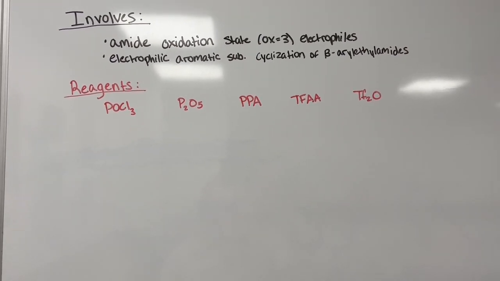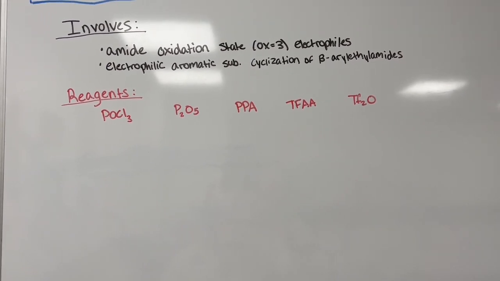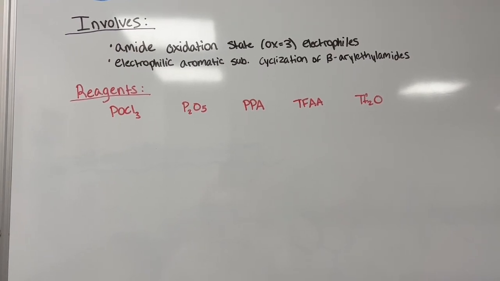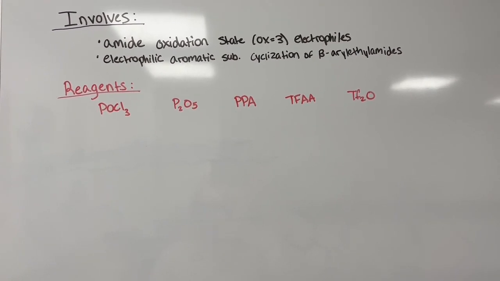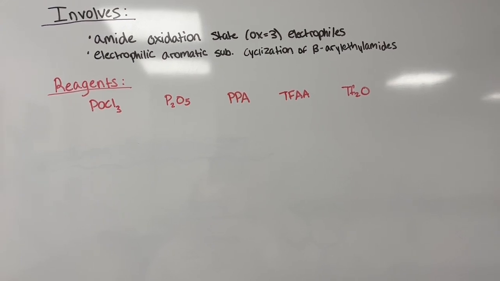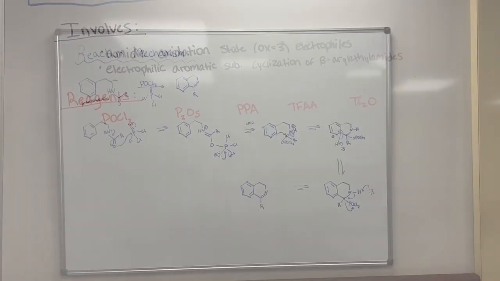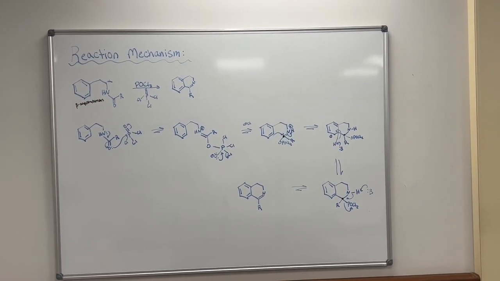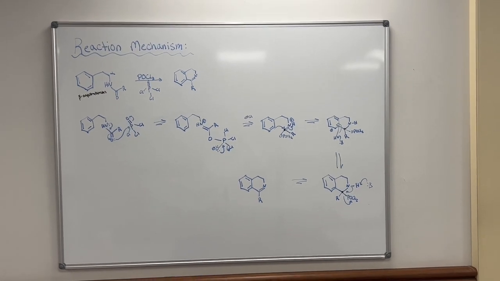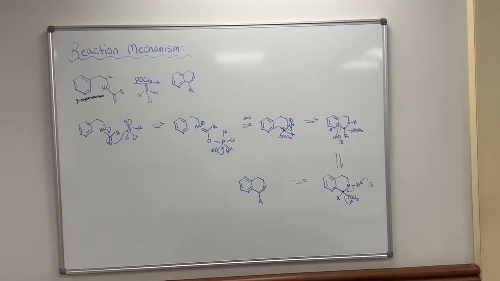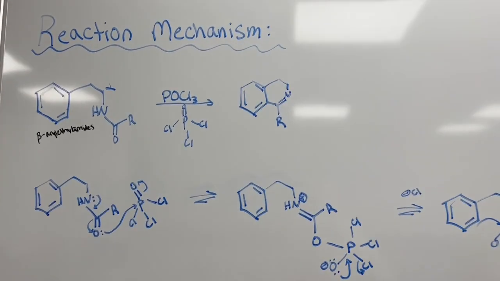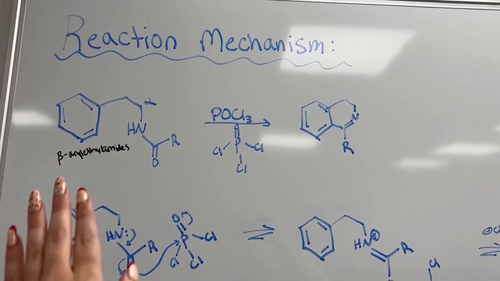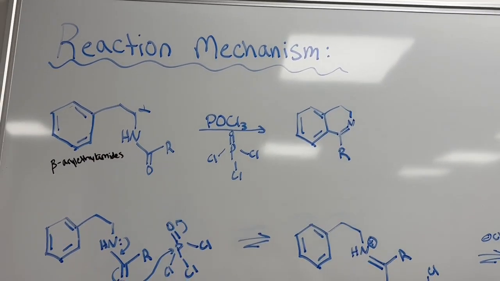These are the most common ones that you will most likely see related to this reaction, which are POCl3, P2O5, PPA, TFAA, and Tf2O. Here is a zoomed out version of the reaction mechanism that we are going to go over for the Bischler-Napieralski reaction. So if we come in here, this is obviously the beginning without any of the mechanism.